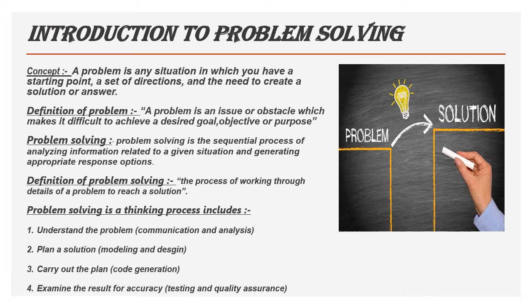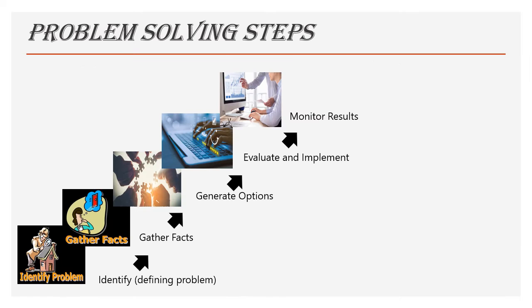Now, the definition of problem solving. The basic definition is: problem solving is the process of working through the details of a problem to reach a solution. Problem solving is a thinking process. The first step is to understand the problem, second is to plan a solution, third is to carry out the plan, and fourth is to examine the result for accuracy. Now, problem solving steps. There are 5 problem solving steps: identify, gather facts, generate options, evaluate and implement, and monitor results.